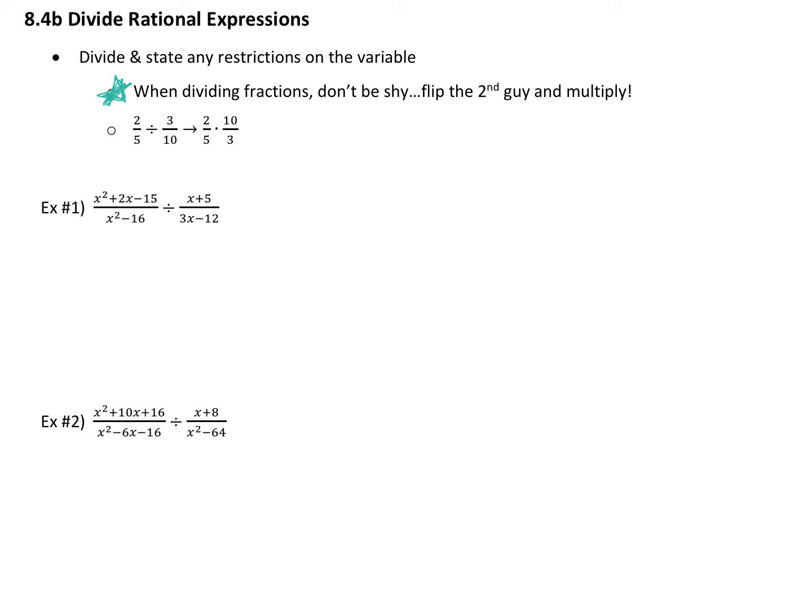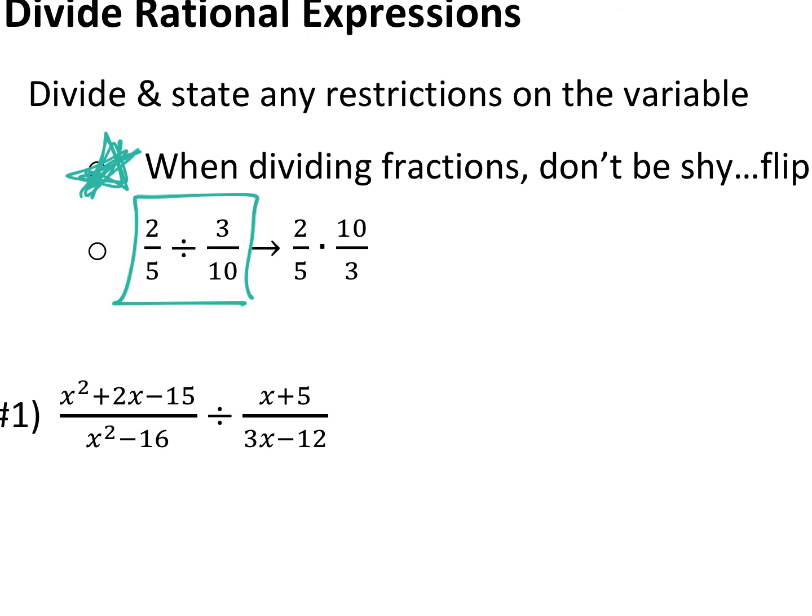Basically, when you divide fractions, it's the same as multiplying by the reciprocal of the second fraction, right? So if I want to do 2/5 divided by 3/10, it's the same as saying, flip this second guy, and instead of dividing, now we're going to multiply, okay? So just remember that. When dividing fractions, don't be shy, flip the second guy and multiply. So much rhyming, right? How can you forget the rhyming?